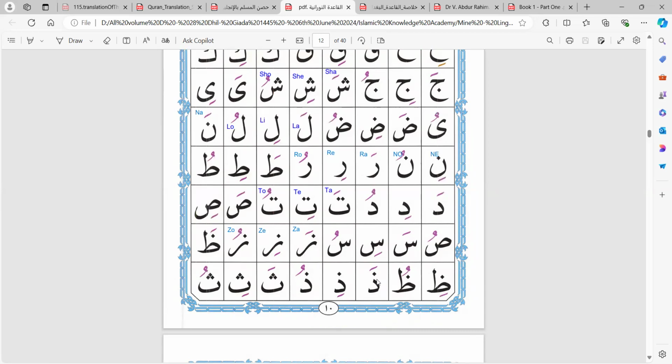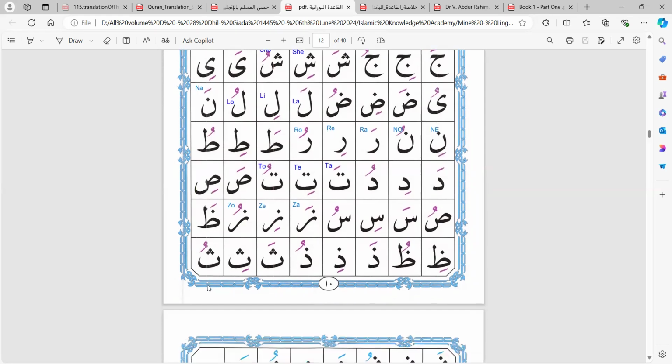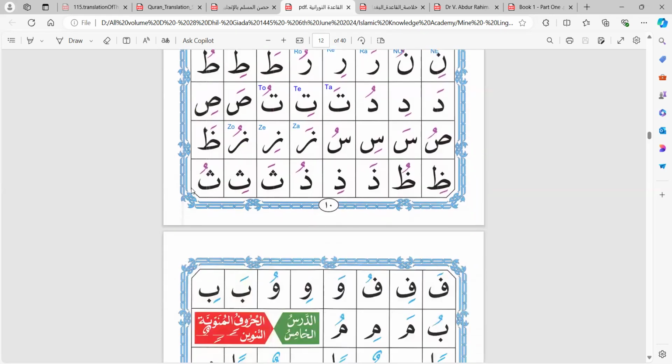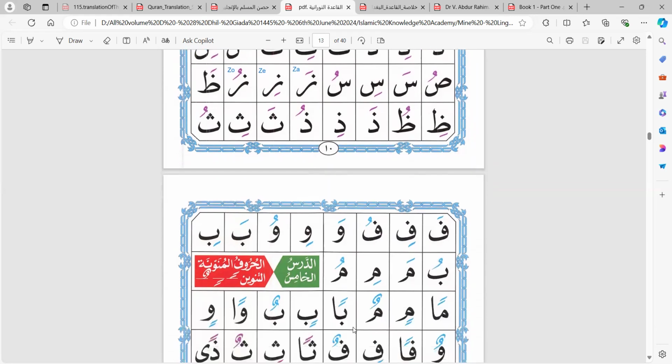Then we have dhal fatha dha, dhal kasra dhi, dhal dhamma dhu. So together, dha, dhi, dhu. Then we go to tha, tha fatha tha, tha kasra thi, tha dhamma thu. Together, tha, thi, thu. Then we go to letters that come from the lips. The 4 letters come from the lips.